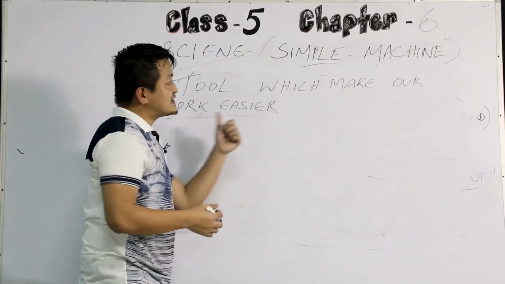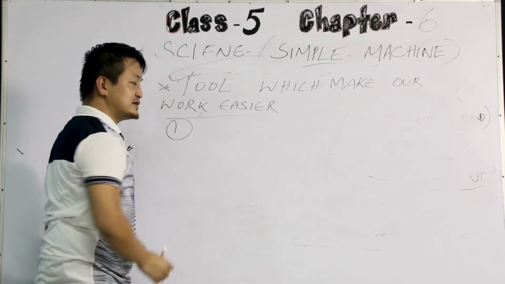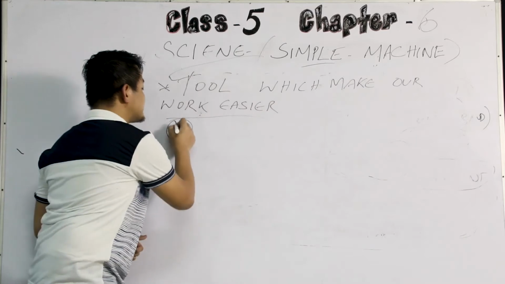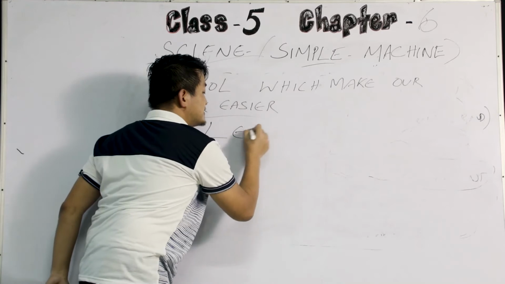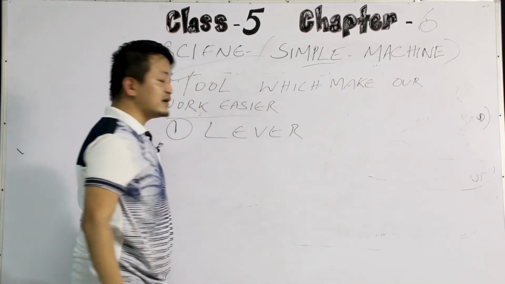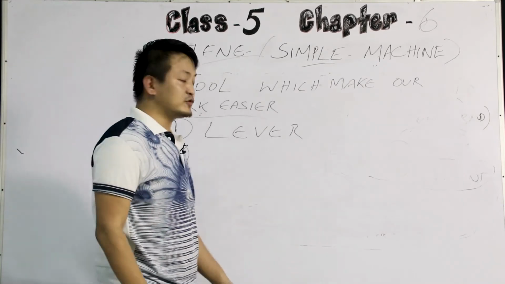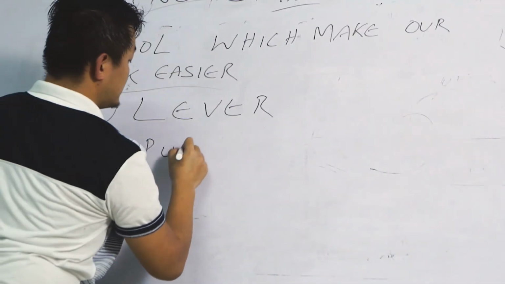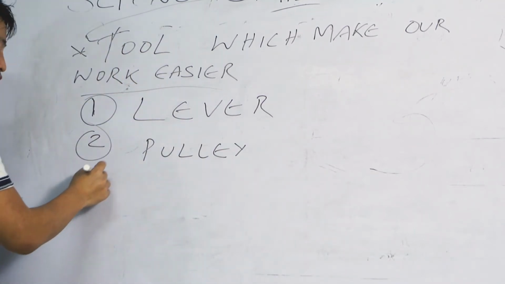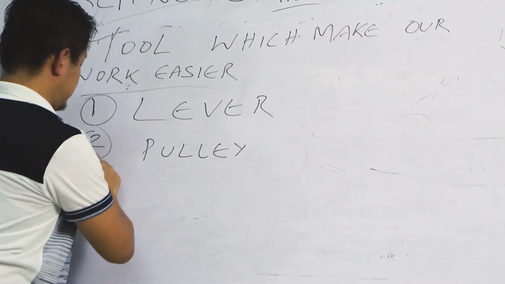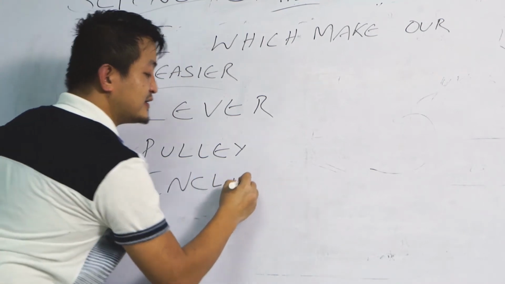Now we have 6 types of simple machine. This is important, so you can note all these points down. The first one is the lever, L-E-V-E-R. The second type of simple machine would be the pulley. Clear? The third type of simple machine would be, students, the inclined plane.